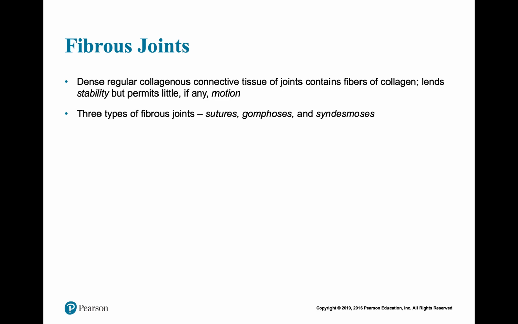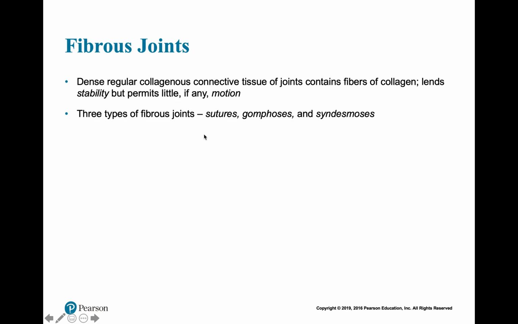So let's go talk about some specific examples of fibrous joints. So remember, fibrous joints, these bones are held together by dense, regular, collagenous connective tissue. All right? So it's going to lend stability. The fact that it has dense, regular connective tissue, it will be very stable, but that stability comes with a price. And that price is it's going to permit little, if any, motion. So that's why it will be amphiarthrotic if it permits a little bit of movement, or synarthrotic if it does not permit any movement.